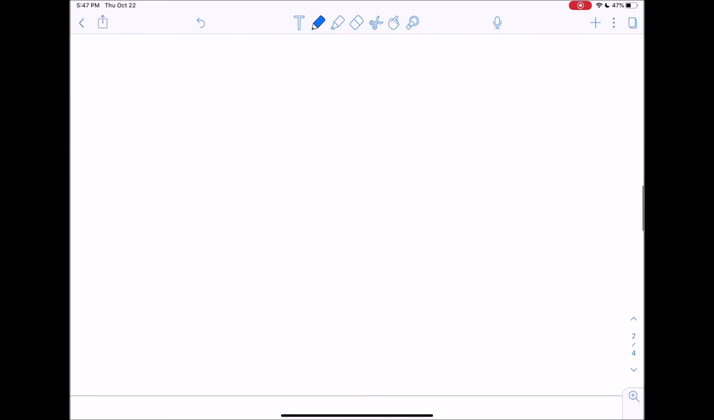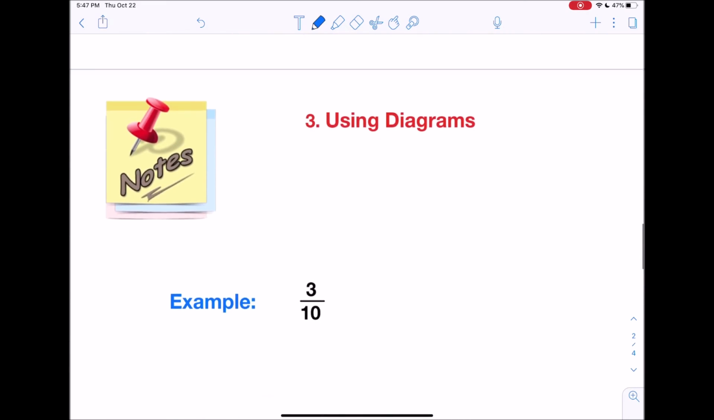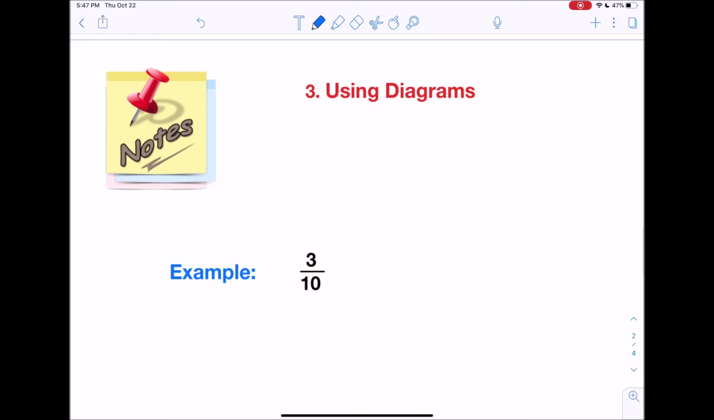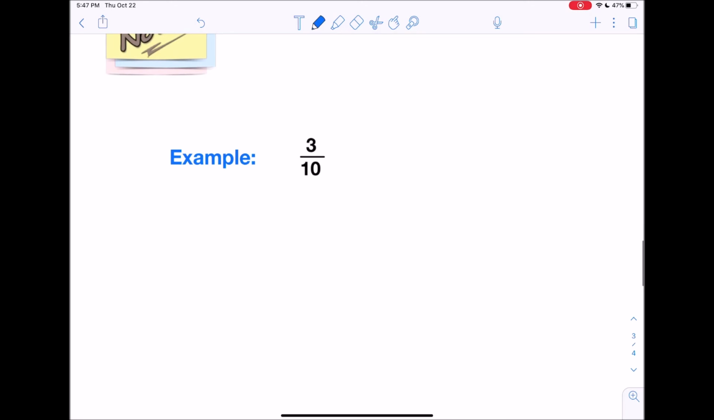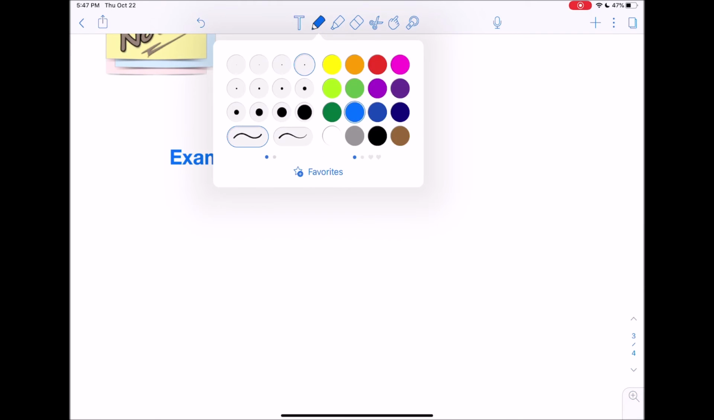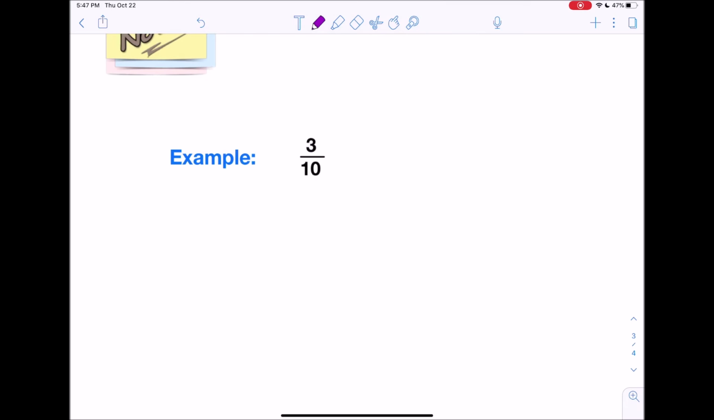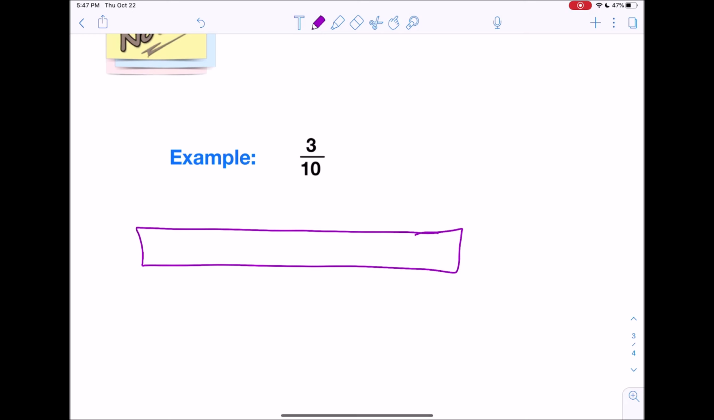All right, moving on. The third and final strategy I'm going to show you is using diagrams. Sometimes pictures can really help. So here's my example, 3 out of 10, or 3/10. That means I have 3 out of 10. I like rectangles, but you can draw whatever you like. If my rectangle is 3 out of 10, it's divided into 10 parts, so I'm going to draw in my 10 parts.